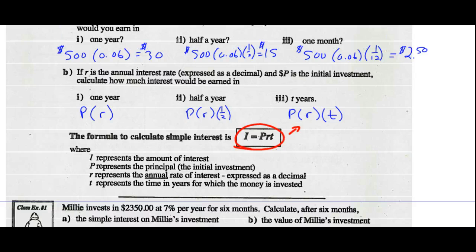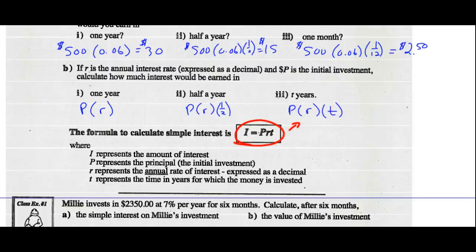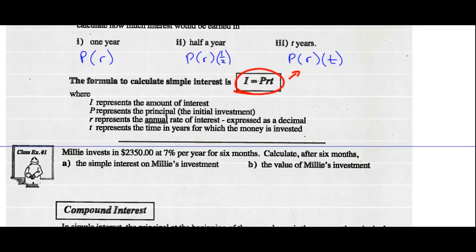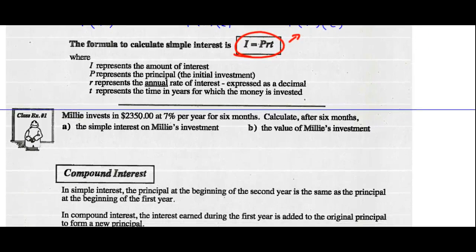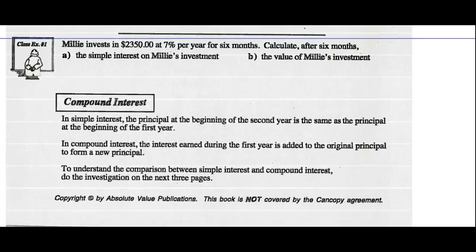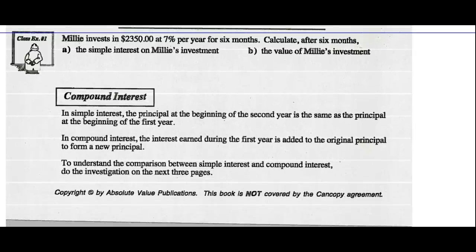All right. Where I is the amount of interest earned, P is the principal or the initial investment, R represents the annual rate of interest, expressed as a real number, which is a decimal, and T represents the time in years for which the money is invested. So example 1, Millie invests $2,350 at 7% per year for 6 months. Calculate after 6 months her simple interest earned on Millie's investment.